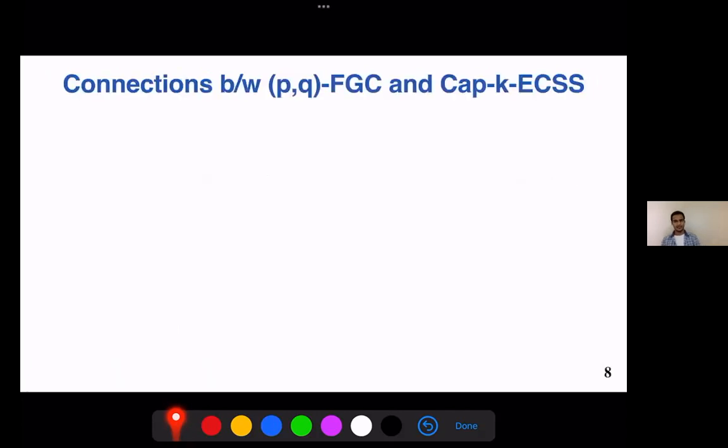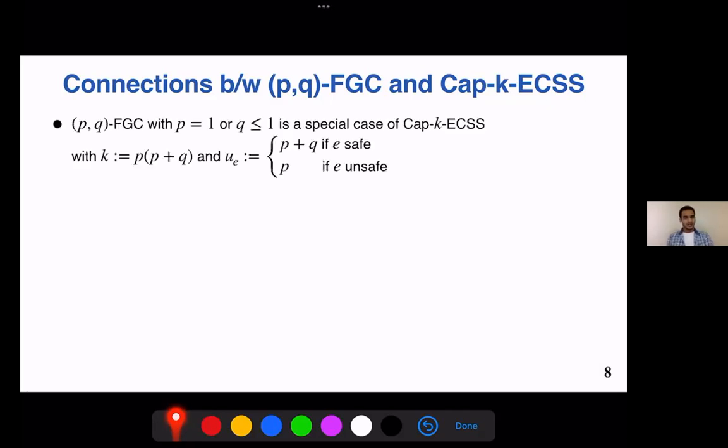Now, what are the connections between PQ-FGC and capacitated k-ECSS? If P equals 1 or Q is at most 1, then PQ-FGC is a special case of the capacitated k-ECSS problem with k equal to P times (P plus Q), and safe edges having a capacity of P plus Q, and unsafe edges having a capacity of P.